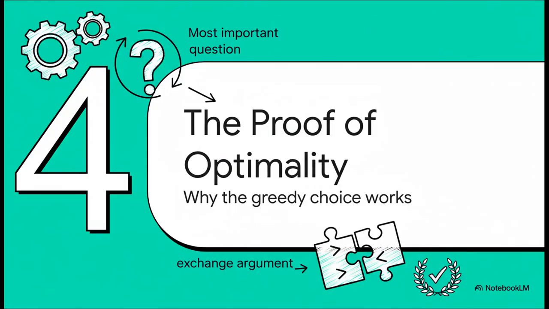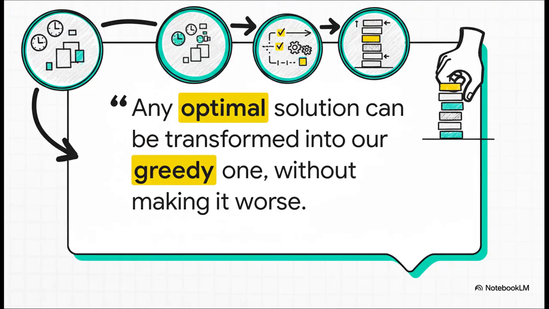So this brings us to the most critical question of all. How do we actually know that our finish early rule isn't just a lucky guess? We need to prove it's optimal, and we can do that with a really clever technique called an exchange argument. The entire proof really boils down to this one powerful idea. We're going to show that we can take any theoretically perfect solution that exists, and we can morph it step by step into the solution our greedy algorithm finds, all without ever losing an activity along the way. If we can do that, it proves our solution has to be just as good as the perfect one.